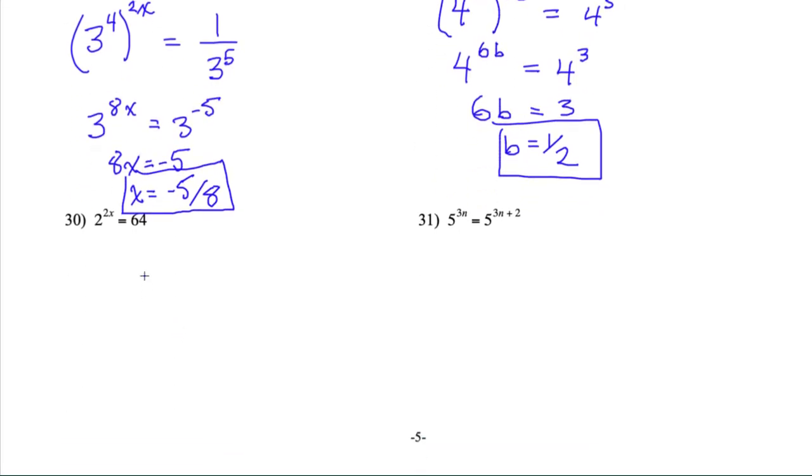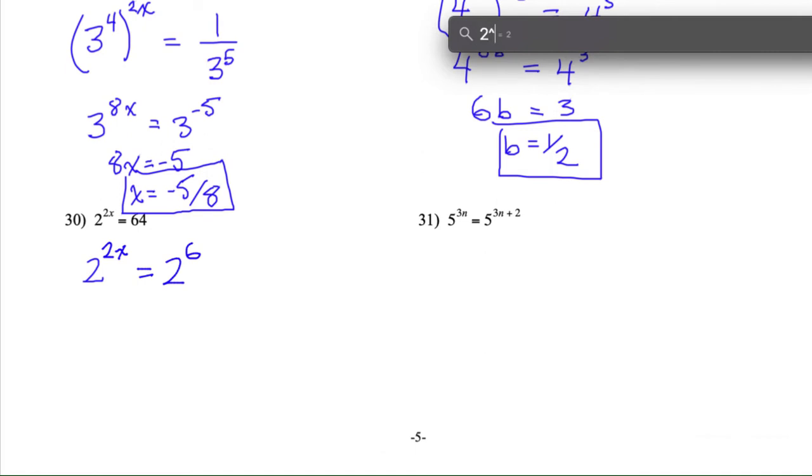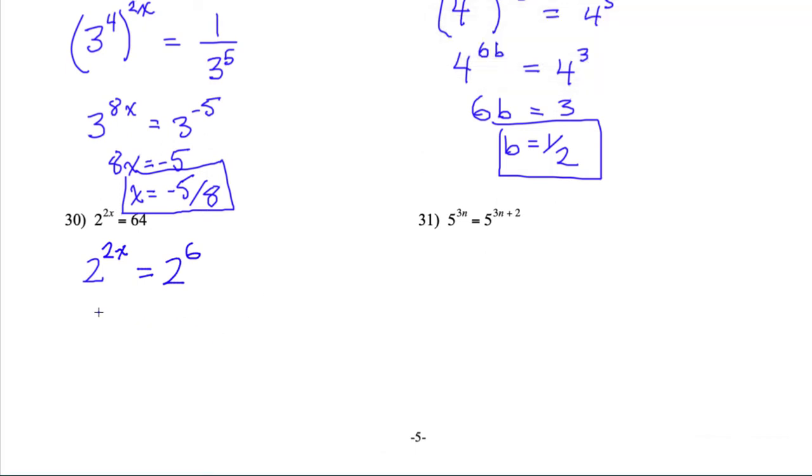And number 30. This one I'm going to have to do the same thing that I was doing above. So 2 to what power is 64? Well, 2 to the power of 2x is on the left-hand side. 64 is 2 to the power of, let's see, 3 is 8, 4 is 16, 5 is 32, which means 6. And I can just check my work, 2 to the power of 6 is 64. That means 2x is equal to 6, which means x is equal to 1/3.